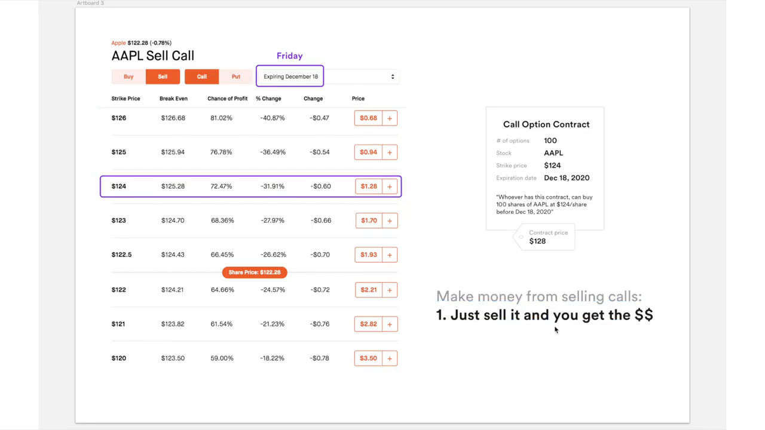Alright, so how do you make money from selling calls? So you just sell the call and then you'll get the money right away. You sell this 124 call, you get $128. It's very simple, very straightforward in this case.